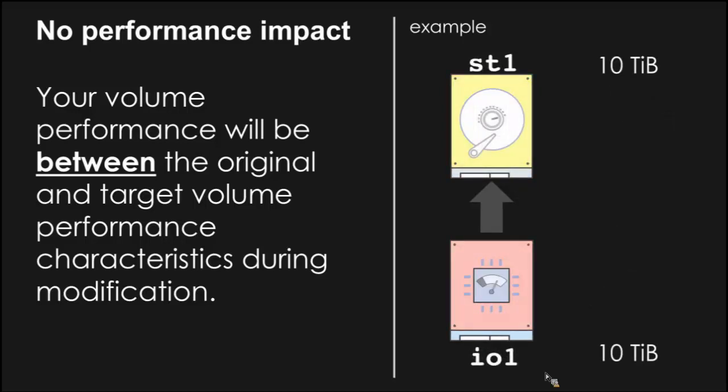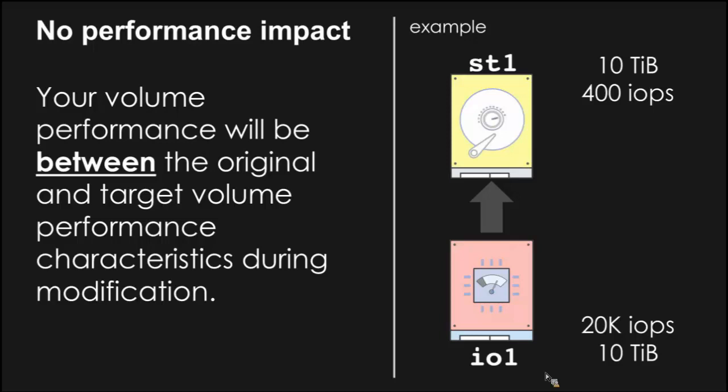The GP2 volume has 3,000 IOPS, and we want to modify it so the 1 terabyte io1 volume has 20,000 IOPS. The performance is going to be in between 3,000 IOPS of the original volume and 20,000 IOPS of the target volume during the modification process. And a little later we'll go into the specifics of what I mean by the modification process.